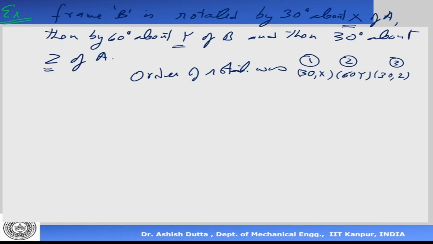Okay, now this is about z of A. So this means the rotations are all about axes of A. Please note that this is A; I might have made a mistake there. So these rotations are all about axes of A, so this is a fixed angle rotation: 30 degrees about x of A, then 60 degrees about y of A, and then 30 degrees about z of A. So this is a fixed angle rotation.